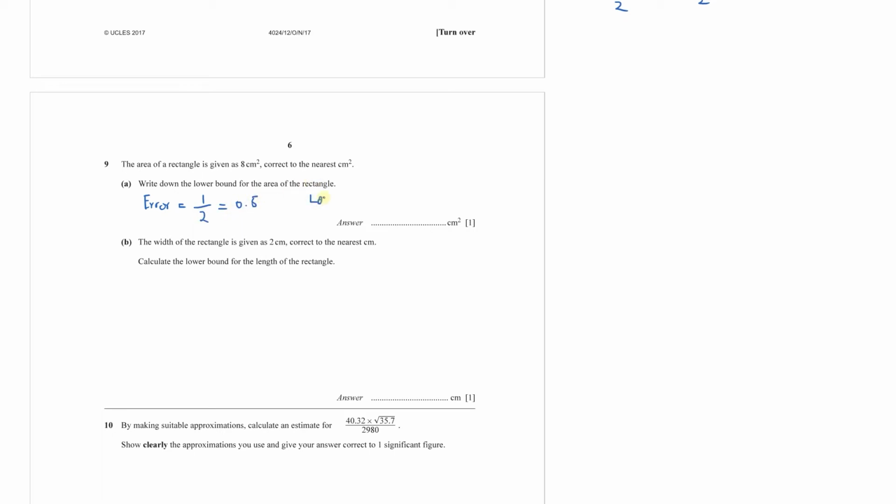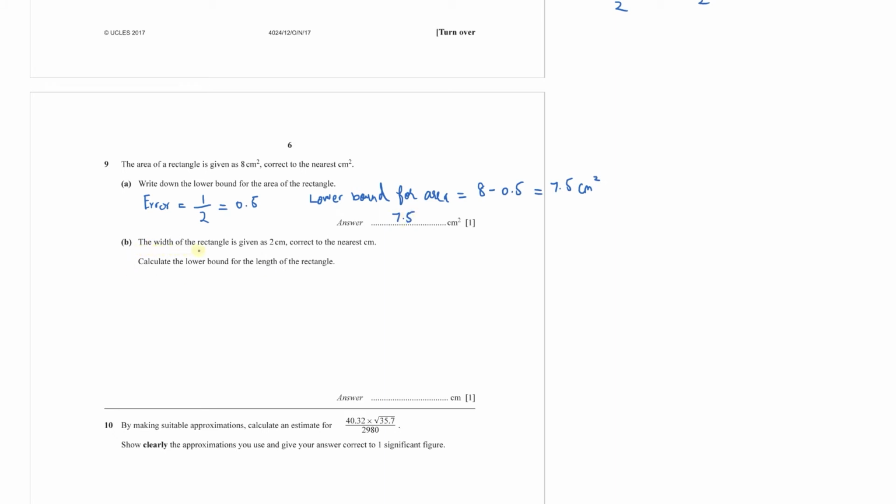So your lower bound for area would be 8, which is given here, and the error, which is minus 0.5. So you subtract the error from the given value. So your lower bound for the area will be 7.5 centimeter square. So the answer is 7.5.